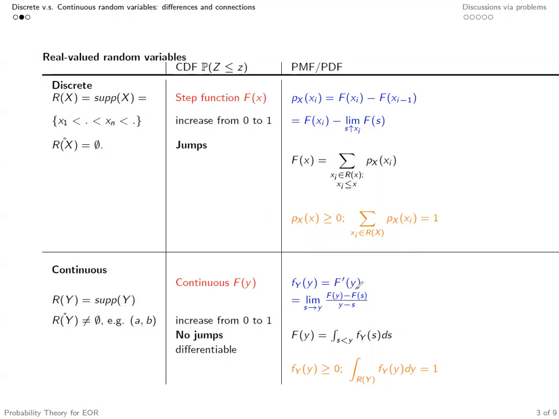For the continuous real valued random variable, we have the probability density function, which is normally taken as the first derivative of the CDF function. Or it can be rewritten this way, right? This is essentially the definition of the first derivative of the CDF function.